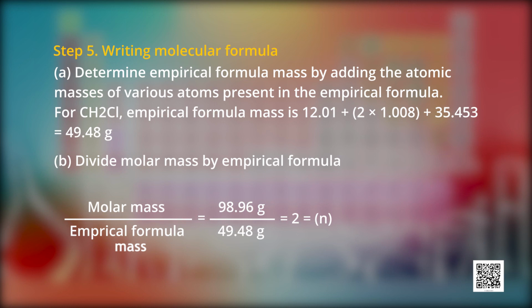Now children, we will write the molecular formula. First, we will determine empirical formula mass by adding the atomic masses of various atoms present in the empirical formula. For CH2Cl, empirical formula mass is 12.01 plus 2 multiplied by 1.008 plus 35.453. It is equal to 49.48 gram. Now we will divide molar mass by empirical formula mass. It is equal to 98.96 gram divided by 49.48 gram. It will come 2. It is the value of n.